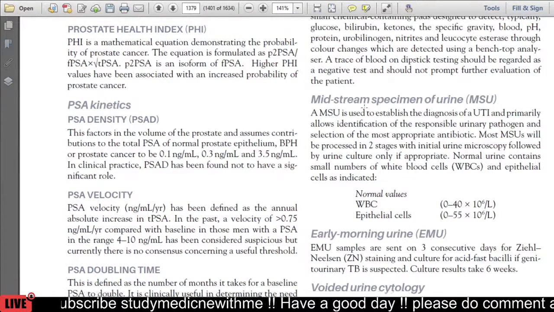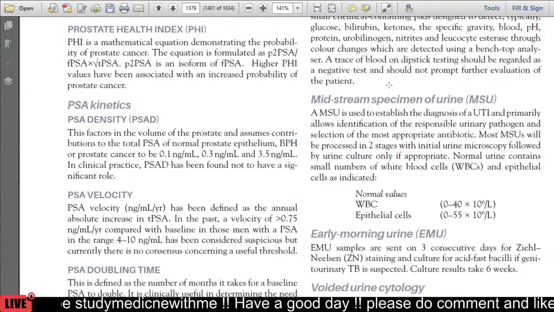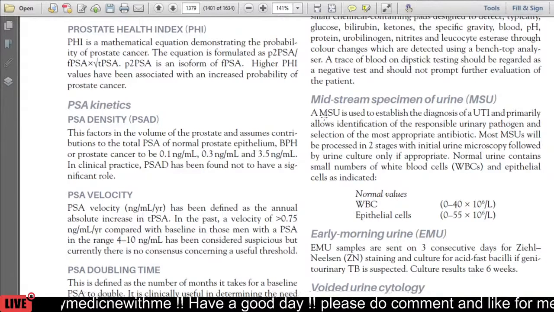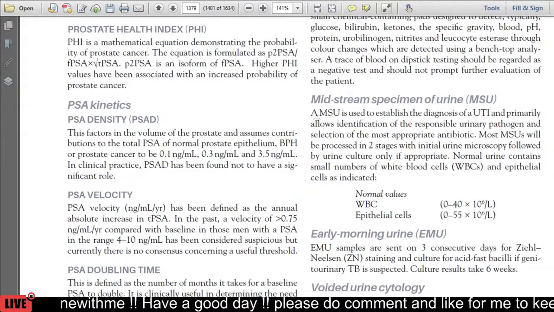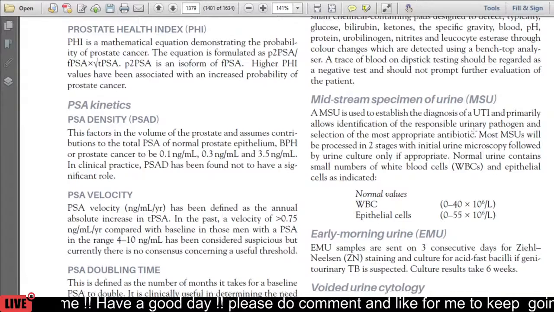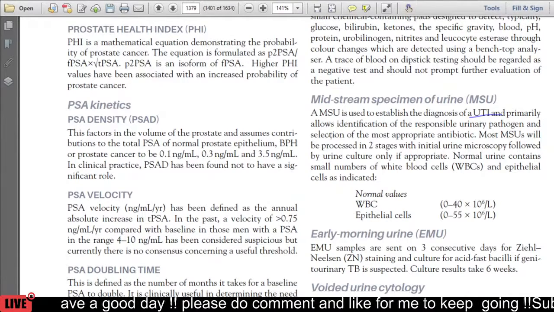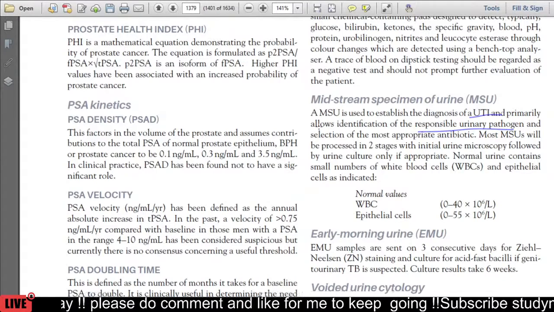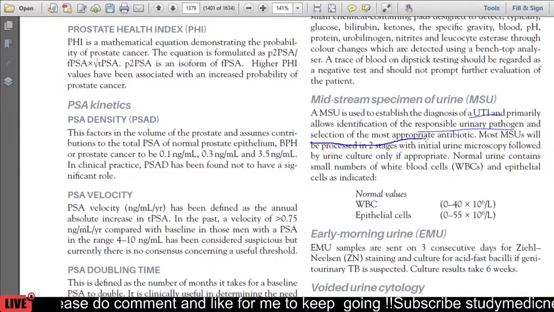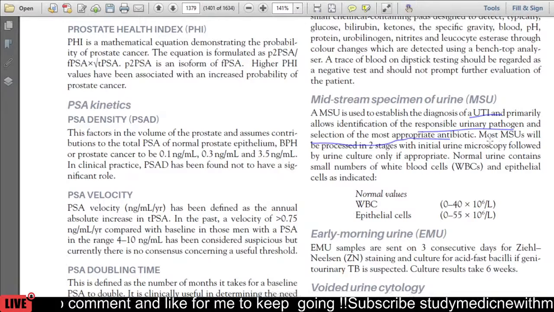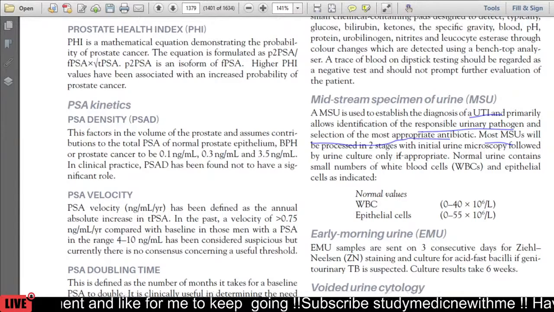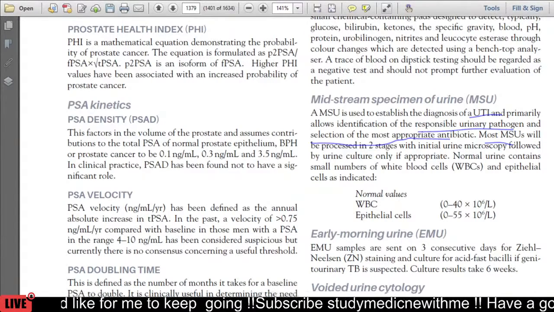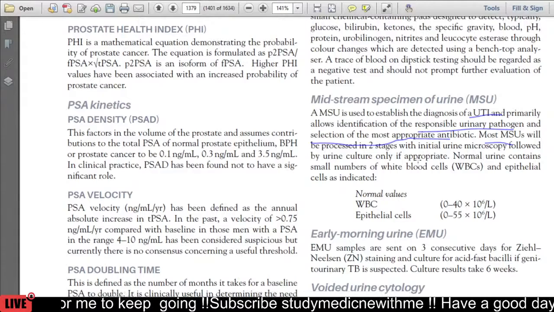Midstream specimen of urine. It is very important and we have been studying it very long ago. Midstream specimen of urine is used to establish the diagnosis of a urinary tract infection and primarily allows identification of the responsible urinary pathogens and selection of the most appropriate antibiotic. Most will be processed in two stages, with initial microscopy followed by urine culture.